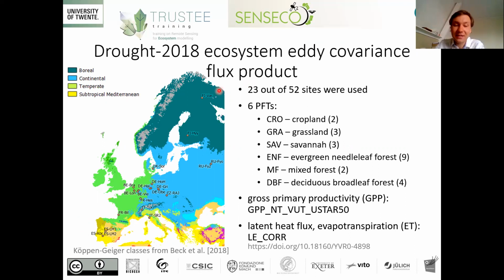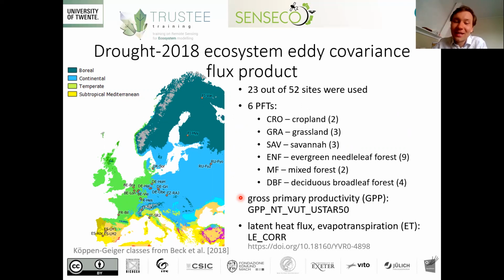Those 23 sites were located in Europe in different climatic zones: boreal, continental, temperate, and subtropical Mediterranean. And there were 2 cropland, 3 grassland, 3 savannas, 9 evergreen needleleaf forests, 2 mixed forests, and 4 deciduous broadleaf forests. If you have ever worked with FLUXNET, you know that they provide a lot of different GPP values.